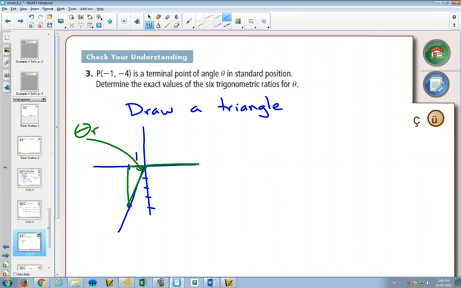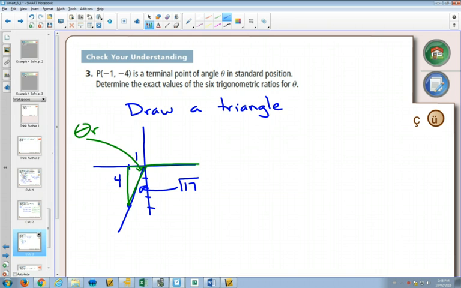The length of this side will be 1. The length of this side will be 4. And the length of the hypotenuse will be? Square root of 17. Excellent. One thing you're going to get really, really good at in this unit is doing a squared plus b squared equals c squared in your head. So 1 squared plus 4 squared, 1 plus 16 is 17, so the hypotenuse will be the square root of 17.